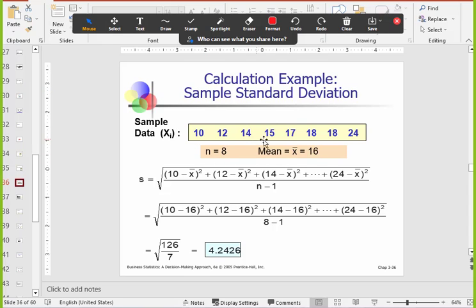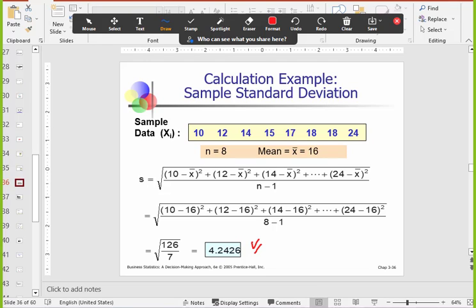So this is an example. Suppose we have 8 observations in sample data and the mean value is 16. What we will do is subtract the mean value from all of the numbers: 10 minus 16, 12 minus 16, and so on up to 24 minus 16, and square them, add them, divide by 8 minus 1 because it's a sample, and take the square root. So the answer is 4.2426. This way you calculate the standard deviation.